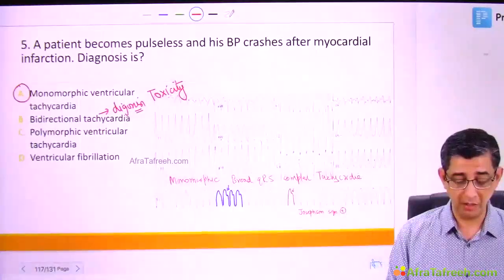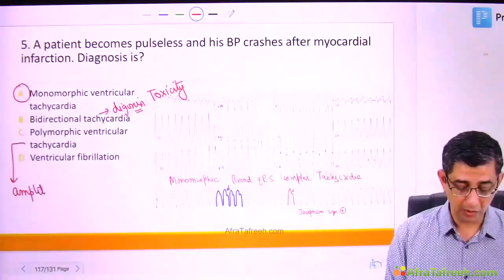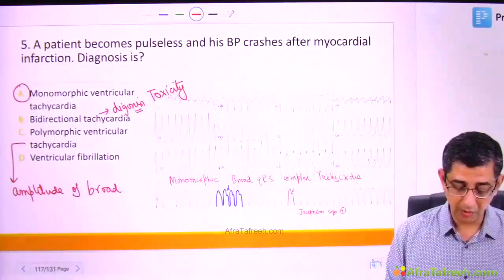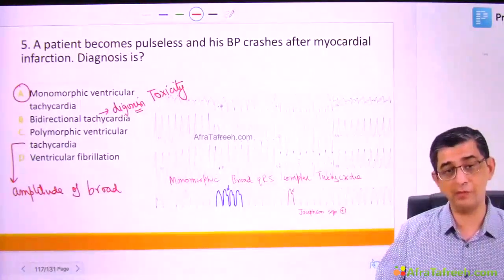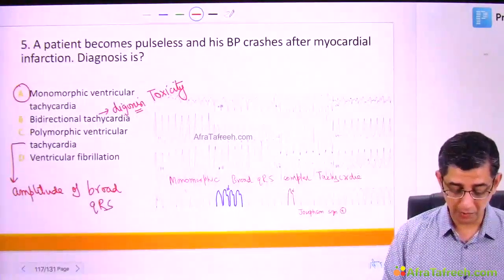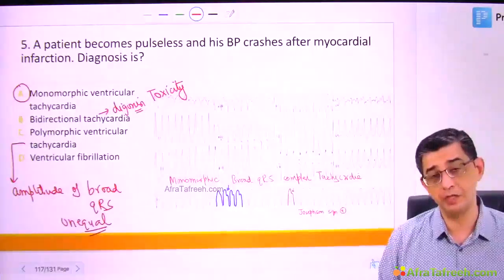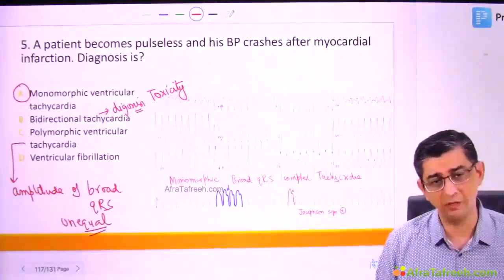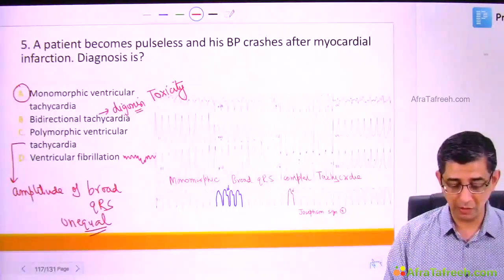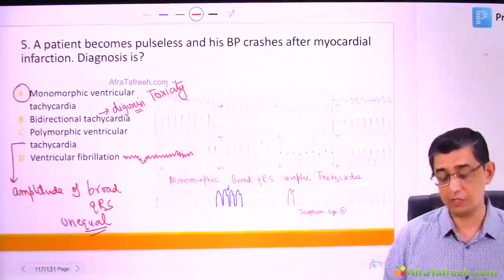Polymorphic ventricular tachycardia, how am I ruling it out? Because the amplitude of the broad QRS, I repeat once again, is equal in each of these leads, irrespective of wherever you look. But when the amplitude of broad QRS is unequal, that's a feature of polymorphic ventricular tachycardia, which is treated with magnesium sulfate or a DC shock if required. And ventricular fibrillation is a piece of cake for you. I mean, you can rule it out immediately. That would be just twitching and dancing around the baseline. It will not have this well-established waveform.